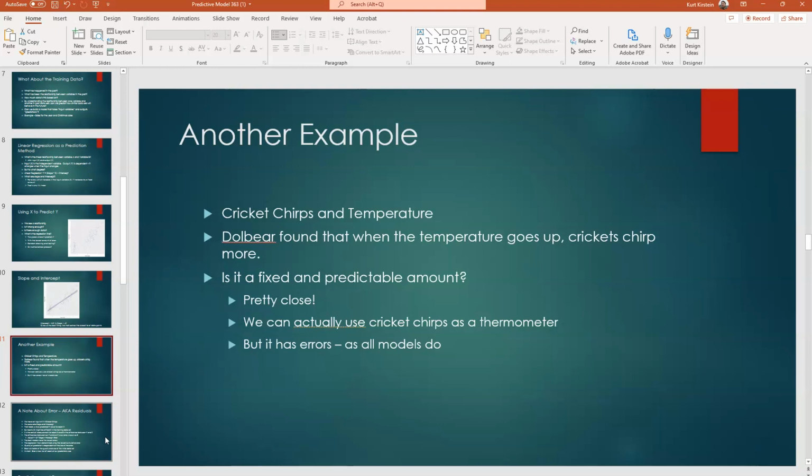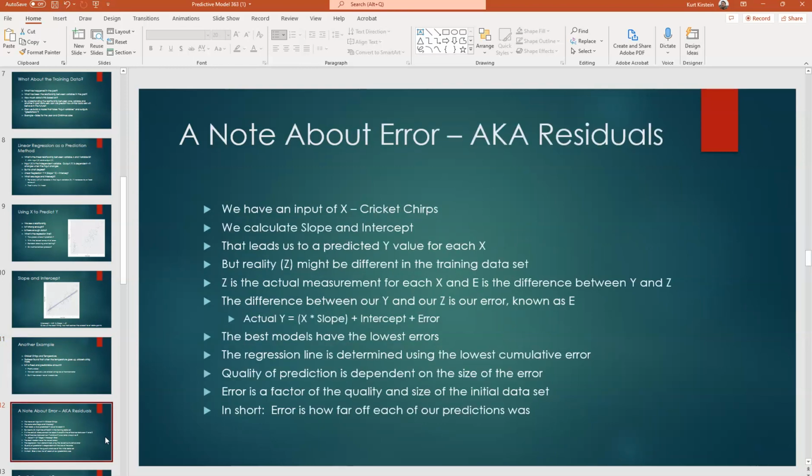Another example: a long time ago, a scientist named Dolbear found that when the temperature changes, the amount crickets chirp changes as well. He found that when the temperature goes up, crickets chirp more. Is this a fixed and predictable amount? Well, it was pretty close. We can actually use cricket chirps as a thermometer to determine how warm it is outside. It's pretty close, but it has errors. All models have errors, and we'll talk about error quite a bit. Actually, we'll talk about error now.